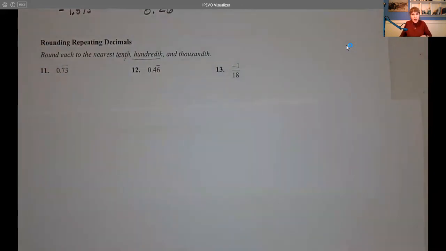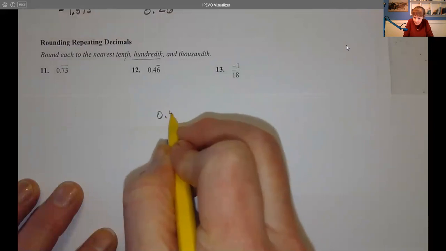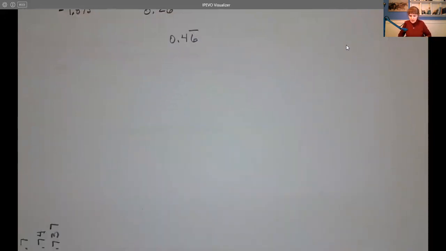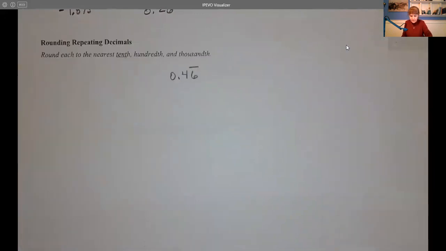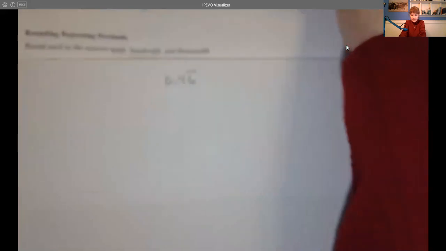Let's look at 0.46. 0.46. Okay. I want to round to the nearest... I want to get rid of those marks up there. Sorry, just hang with me for a second. Okay.